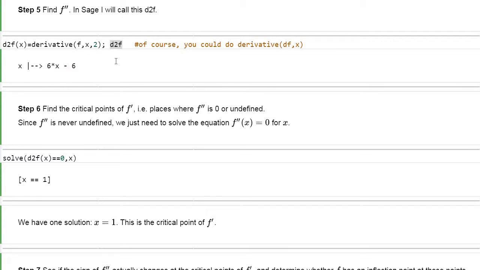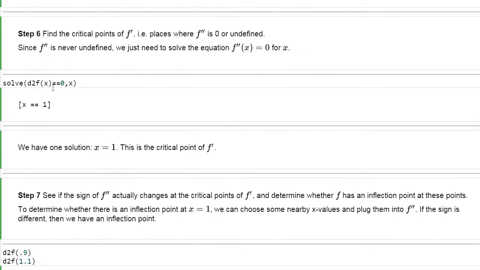Again, the only reason I produced that is so I can look and see, does it have any domain issues? And it doesn't, so we don't have to worry about that. So f double prime is never undefined. I just need to find out where f double prime is 0. Those are the potential inflection points. So step 6, I asked Sage, tell me where the second derivative is equal to 0, and it found one solution, x equals 1. So that's a potential inflection point.